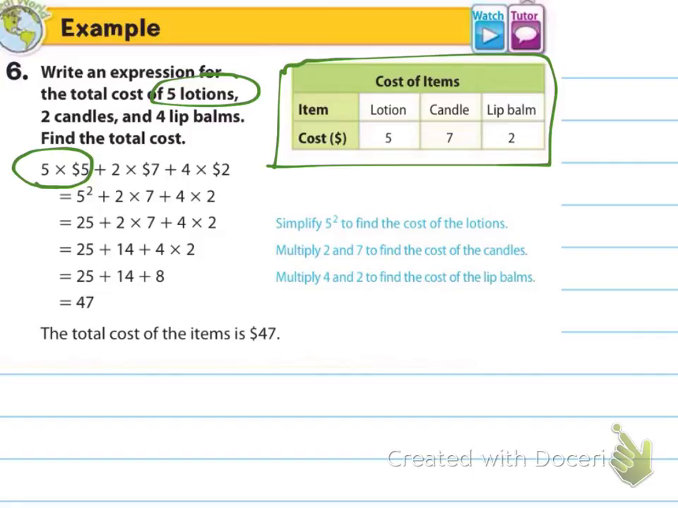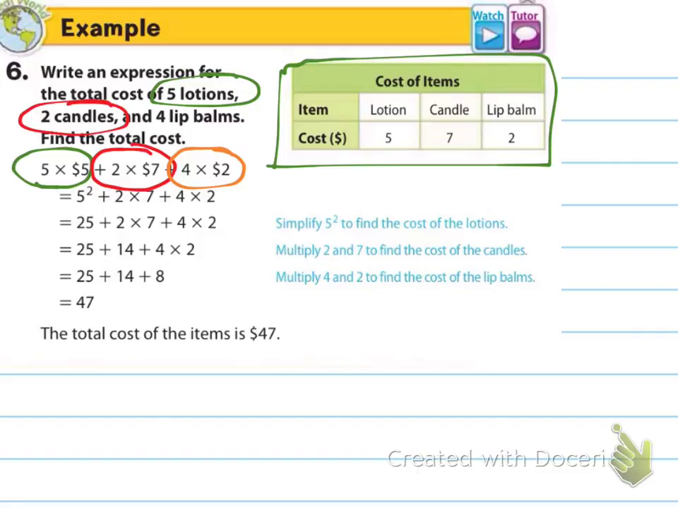Plus, I've got my candles, and I'm going to get 2 candles. So I'm going to do 2 times $7 for the candles. Then I'm also going to buy 4 lip balms at $2 each. So I'm going to spend 4 times $2.